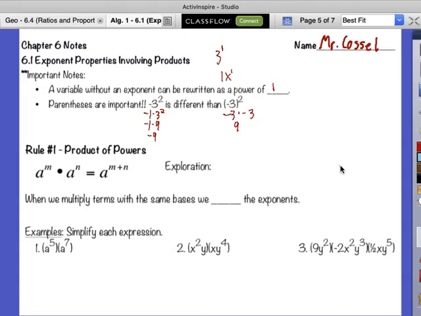Actually, let me back up a second. For our exponents, when we have an exponent here, let's say we have 2 to the 4th. We call 2 the base, and we call 4 our exponent or our power.